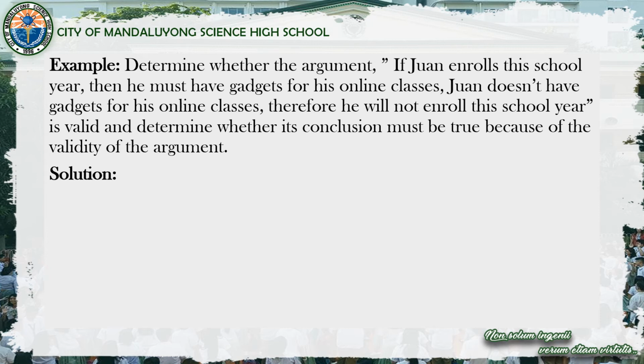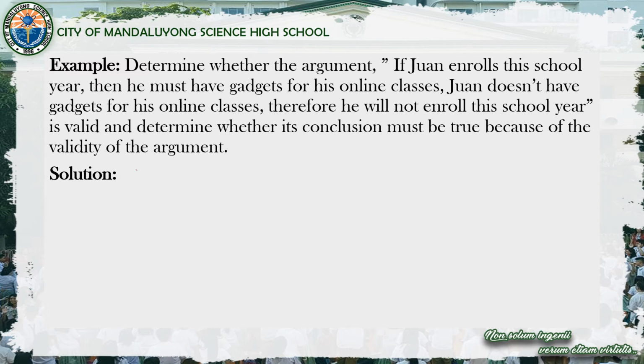Now, let's have this example. Determine whether the argument, if Juan enrolls this school year, then he must have gadgets for his online classes. Juan doesn't have gadgets for his online classes, therefore, he will not enroll this school year. Is valid, and determine whether its conclusion must be true because of the validity of the argument. So, let's take a look into this statement. Okay, so let's have our solution.